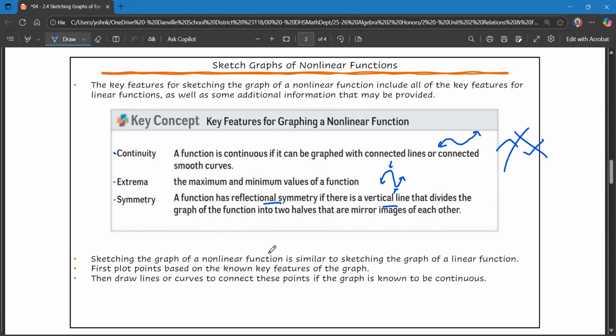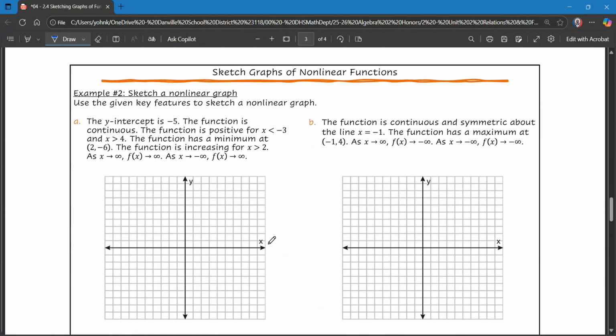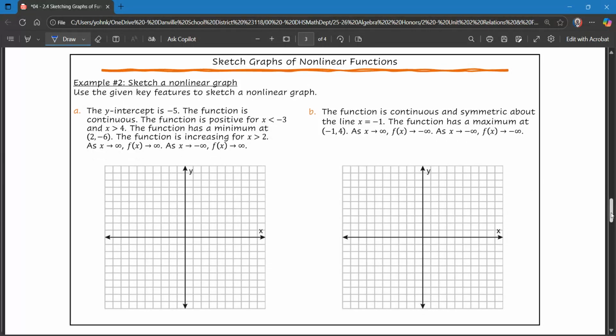Sketching the graph of a nonlinear function is similar to sketching the graph of a linear function. First, plot the points based on the known key features of the graph, and then draw the lines or curves to connect these points if it's supposed to be continuous. All right, so let's take a look at some of these. Use the given key features to sketch a nonlinear graph. That means I am not going to have a straight line, but some other random wicked shape.